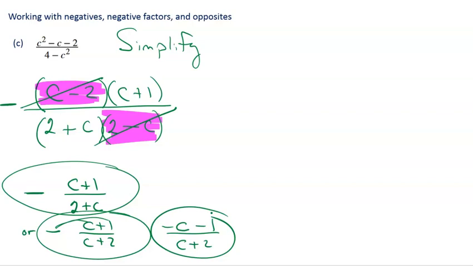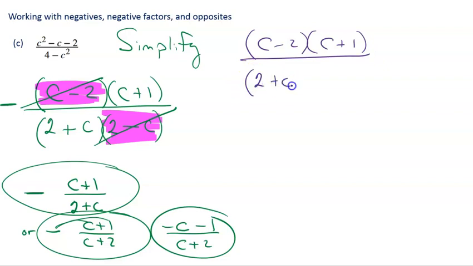Now, that crazy trick I just did where I canceled opposites when they're subtracting, if the signs are totally opposite, again, the c is positive here, it's negative down here. The 2 is negative here, it's positive here. That will always work, okay? But let me show you why it works. So let's go back, and I'm going to rewrite that first line that I have, which is c minus 2 times c plus 1 divided by the denominator, 2 plus c times 2 minus c.